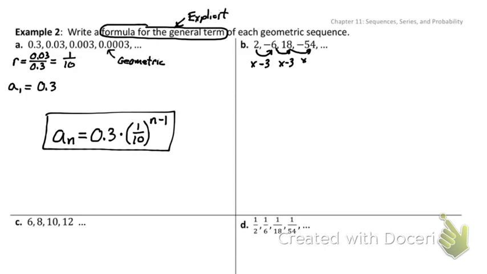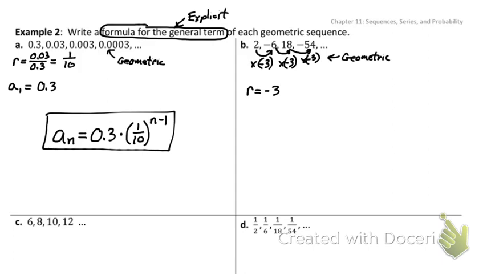18 times a negative 3. Maybe I should put those negative 3s in parentheses so it doesn't look like x minus 3. That also works as well. So this is geometric. So with it being geometric, we just have to get our r value. Our r value equals the whole negative 3.